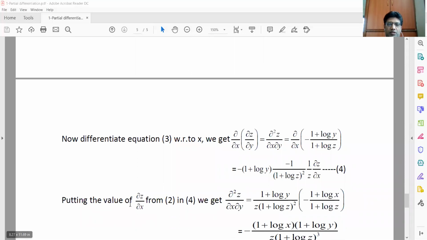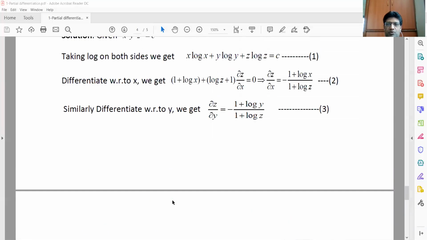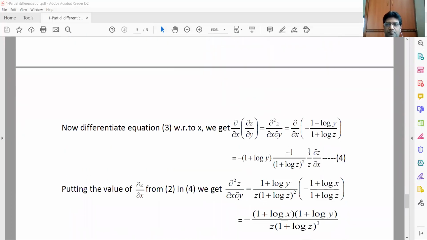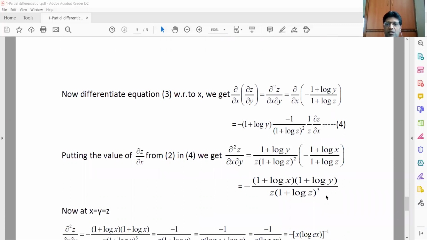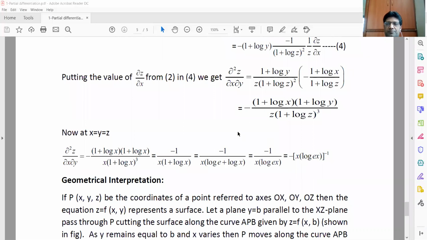So putting the value of ∂z/∂x from 2. So ∂z/∂x value we know, so that we are substituting here. Instead of ∂z/∂x, we substituted here. So this, if you simplify, minus into minus plus (1 plus log y) by z into (1 plus log z) whole square. So ∂z/∂x value is substituted. So further, if you simplify this, minus (1 plus log x) into (1 plus log y) by z into (1 plus log z) whole cube.